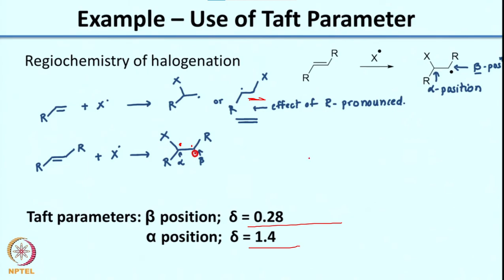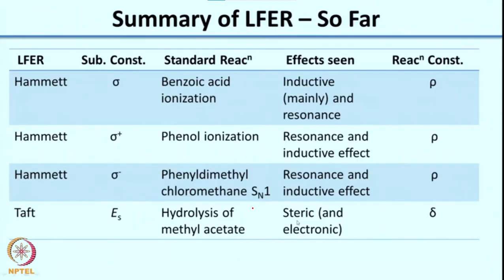So this is the use of the Taft parameter in a reaction. You can find out at which position the substitution is taking place by the stability of radicals and the beta Taft parameter value.